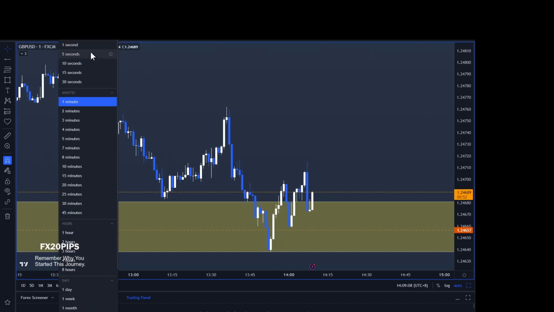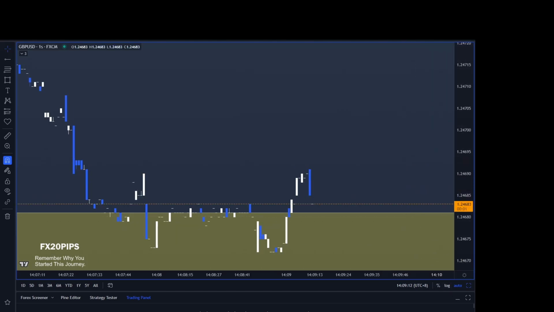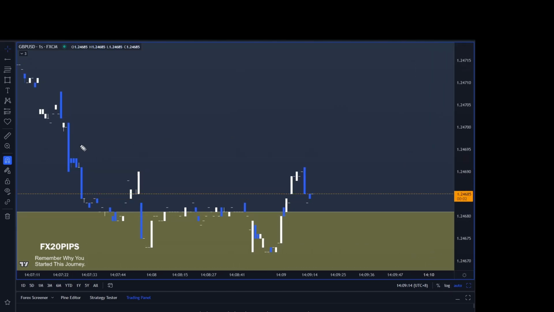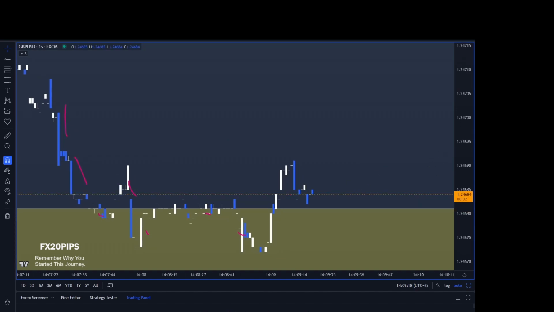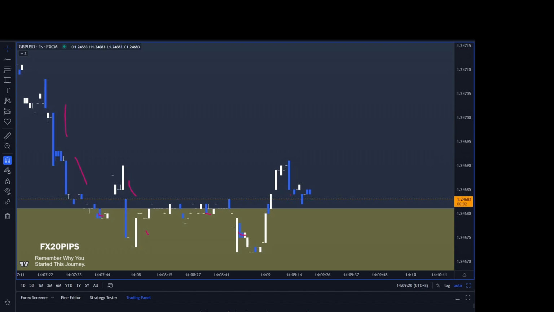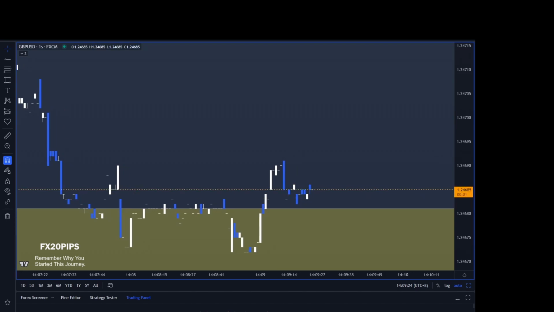Where's the seconds? 1 second chart. There we go. Can anyone trade in a 1 second chart? No way, can't do that. My brain just has to work pretty fast. So you get confused.